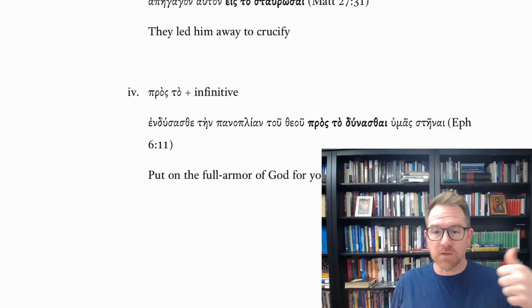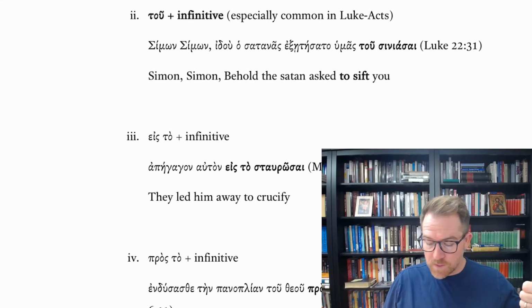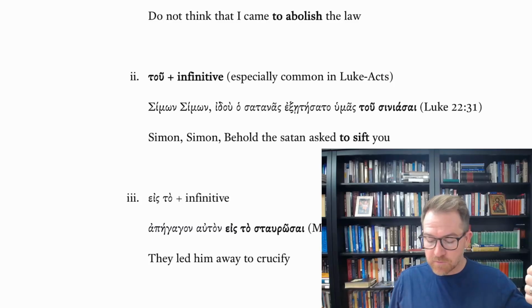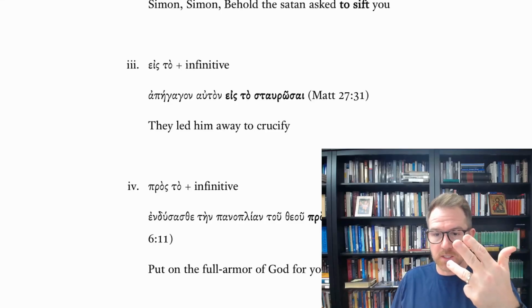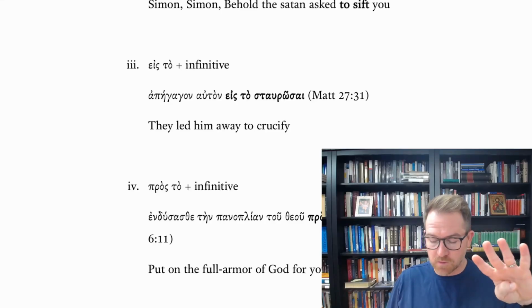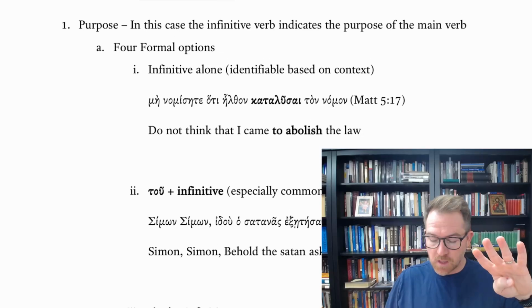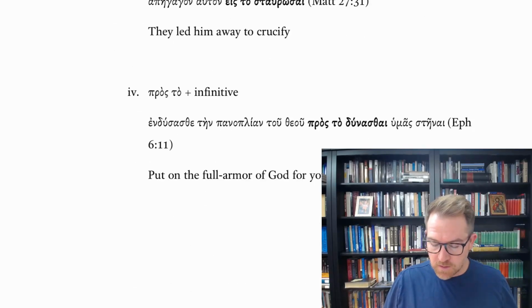So we can have the infinitive alone. We can have the genitive definite article plus the infinitive. We can have eis to plus the infinitive, and we can have pros to plus the infinitive. So those are four different kinds of those purpose clause infinitives in form.